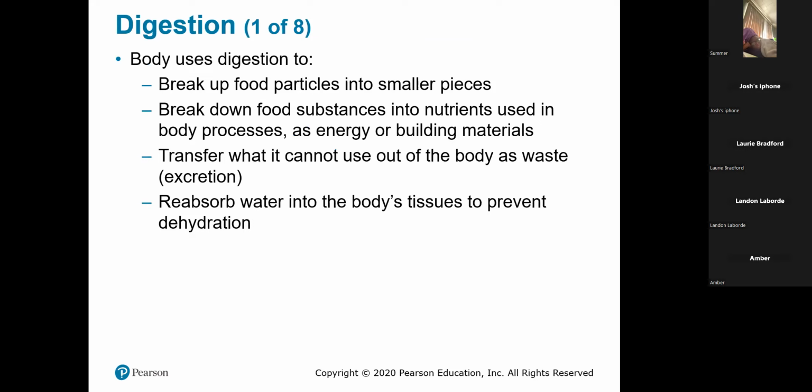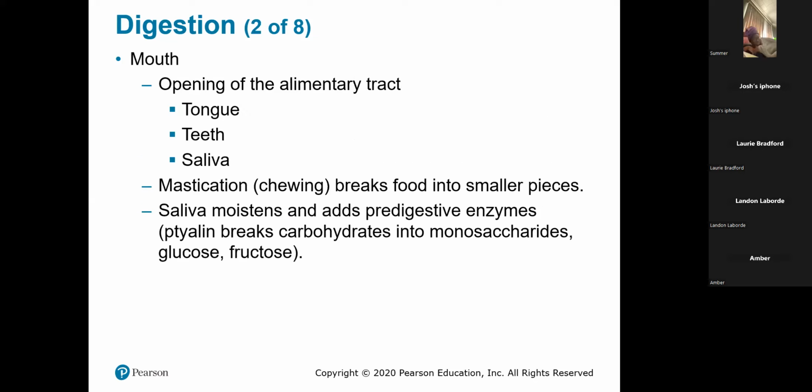So our body uses digestion to do a number of things. It breaks down our food. Also break down of food substances into nutrients that can be used in the body processes so that we can have energy or building material, so to speak. It also transfers what it cannot use out of the body as waste or excretion and reabsorbs water into the body's tissues to prevent dehydration.